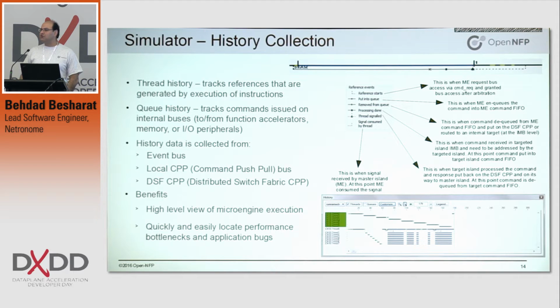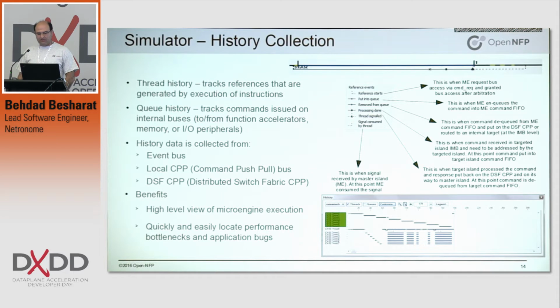It's called the command push pull bus, or CPP, in our chip, and also the commands that go on the DSF CPP, or the distributed switch fabric. Each microengine internally has the CPP bus, and for microengines talking to each other in different blocks or different islands in the chip, it's a DSF CPP, a mesh that goes around the chip for connectivity between different blocks. So it covers all those buses in your chip.